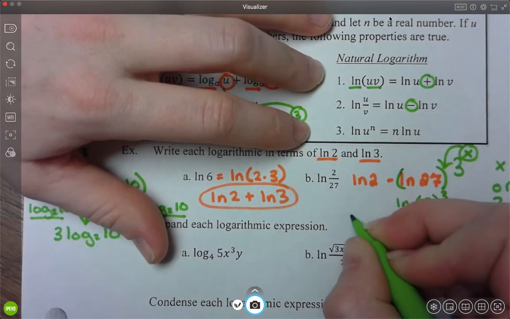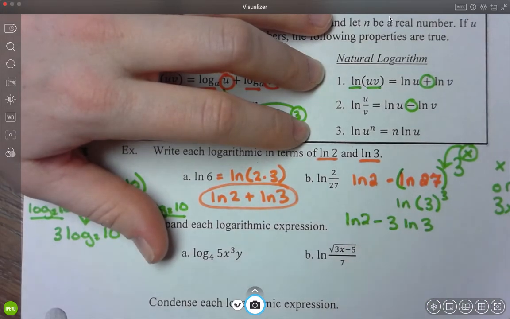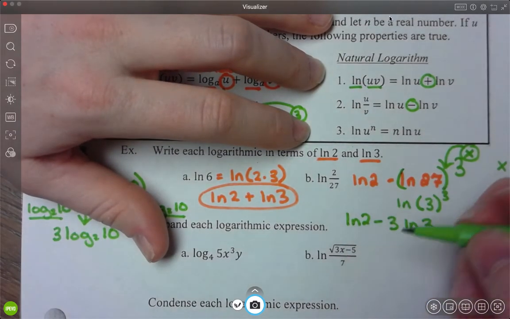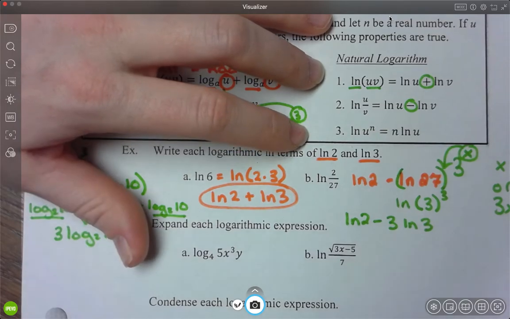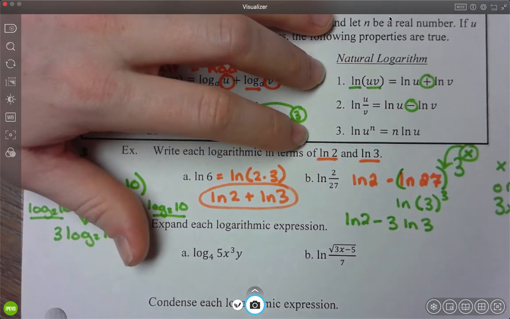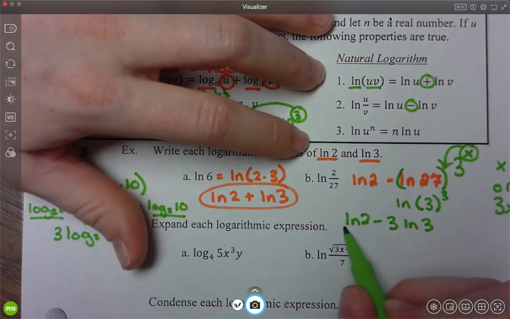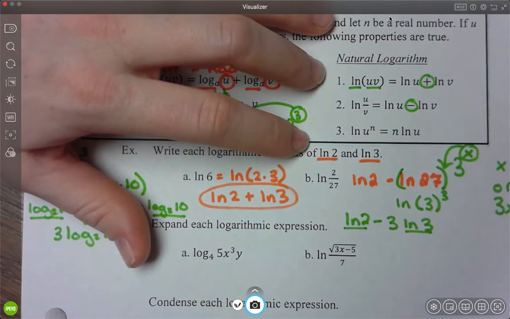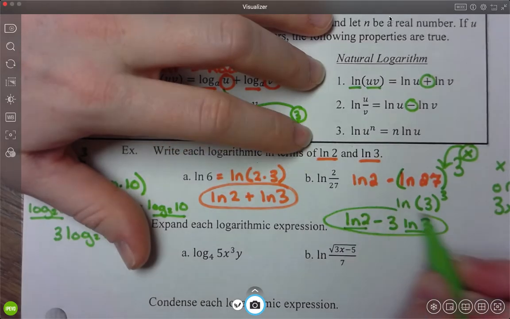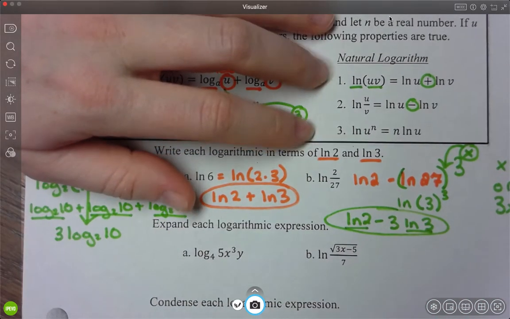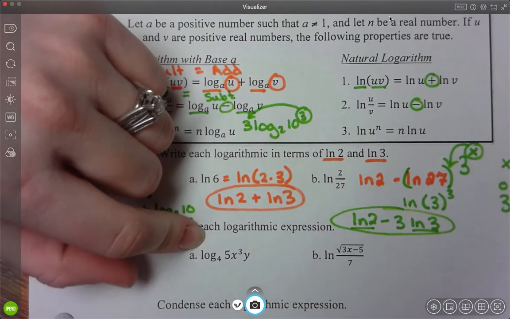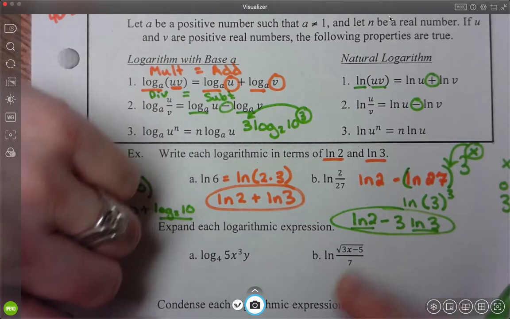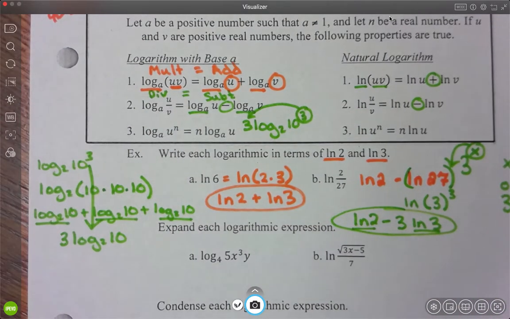And then I just put my ln2 in front of it. So this would be ln2 minus 3 ln of 3. That's what he would look like. Okay, so now we have him in terms of ln of 2 and ln of 3, and we can write him that way. So there he is done. Now they want us to expand this thing and this one, and then the next two problems they're going to have us put them together, and then we'll be done.